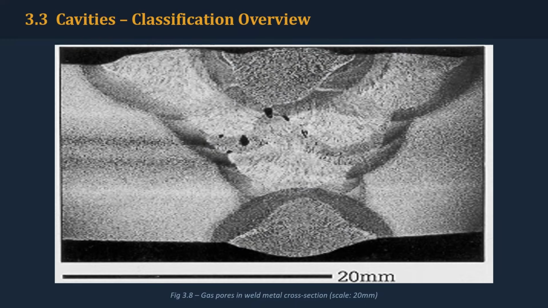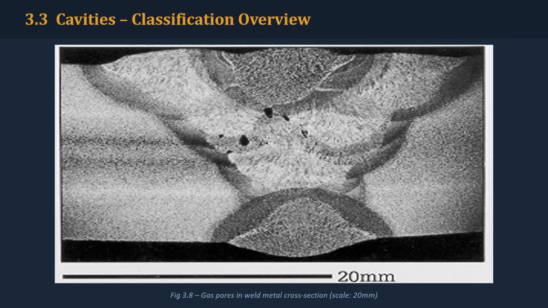This slide reinforces the classification of cavities. The first branch is gas cavities. These occur when gas is trapped during solidification. The second branch is shrinkage cavities, which are associated with volume contraction as the weld solidifies.